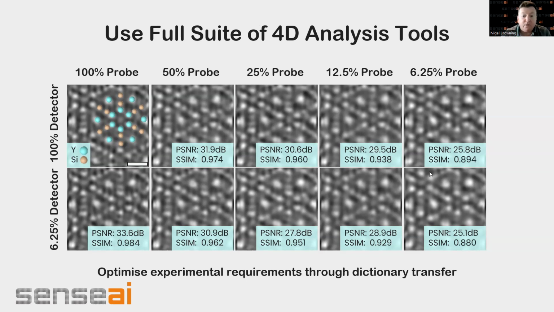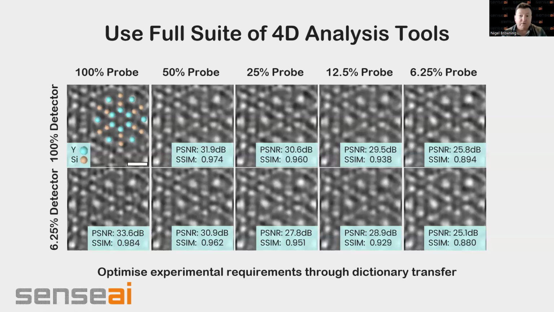Importantly, though, we can do a lot of optimization and a lot of speeding up. You can see here in this example, we can get down to about 6.25% of the probe positions. We can also bin on the detector, making the detector a lot faster. So effectively, you can get a time saving on the detector and a time saving on the number of probe positions. All of this can be optimized while you're actually sitting on the microscope doing a live experiment.